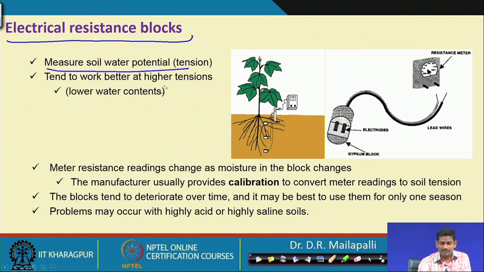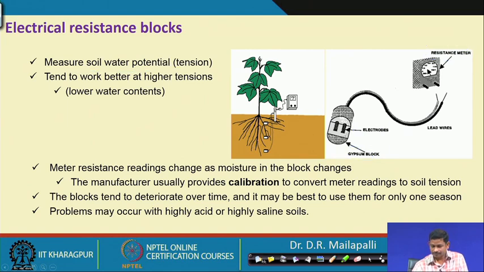It measures the soil water potential in tension. So it has the electrodes inside, and this is the gypsum block. The electrodes are connected to a resistance meter. When there is more water, the electrical conductivity will be more; when there is less water, the electrical conductivity will be less. Based on that principle, this gypsum block works.